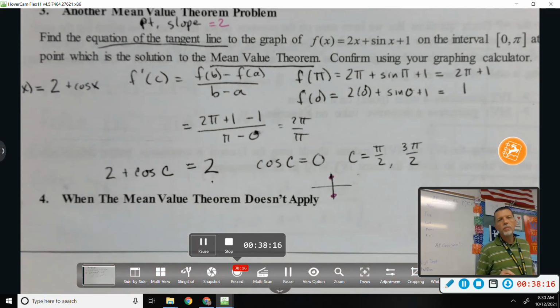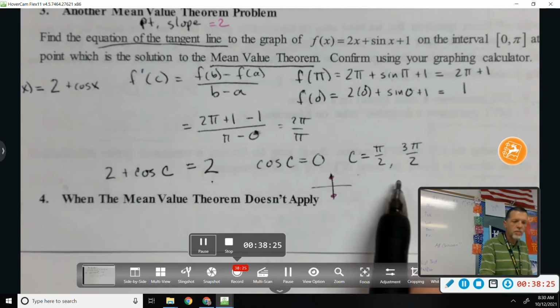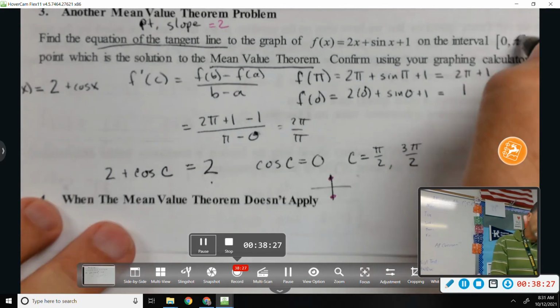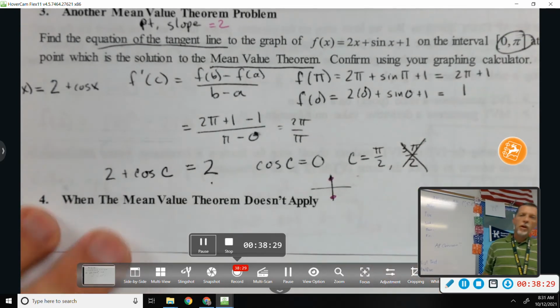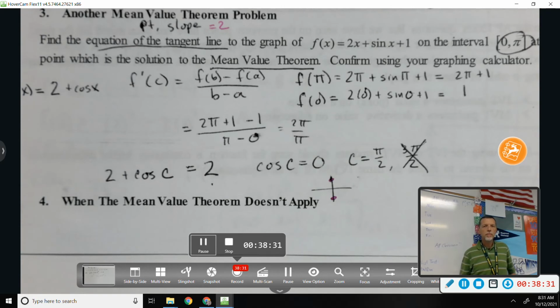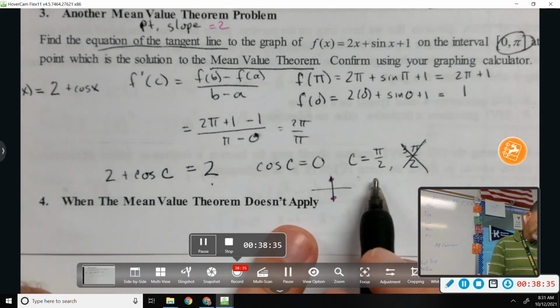Now, are we okay with both of those answers? Why are we not okay with one of those? Because 3 pi over 2 is outside of the interval. We were only allowed to look from 0 to pi, so 3 pi over 2 we have to throw out. So pi over 2 is the x value of our point.